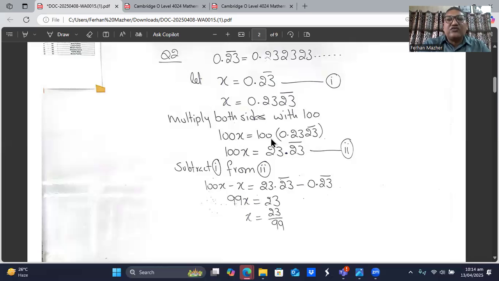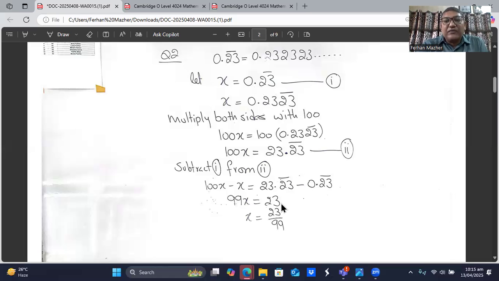So 100x is equal to 100 multiplied with this. So 100x will be equal to 23.23 bar. Now you see this 2, 3, which has a bar on it, is on the first and second decimal place, and here it is also on the first and second decimal place. Now from this second, I will subtract the first one. From the left side will be subtracted, from the right side will be subtracted. So it will be 100x minus x, and that will be equal to 23.23 bar, minus 0.23 bar.